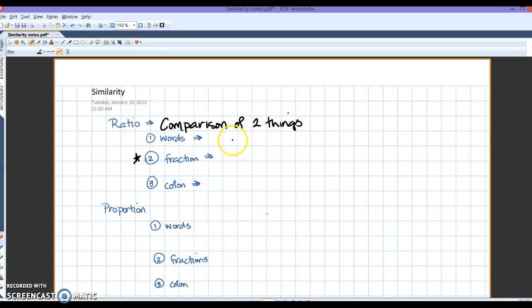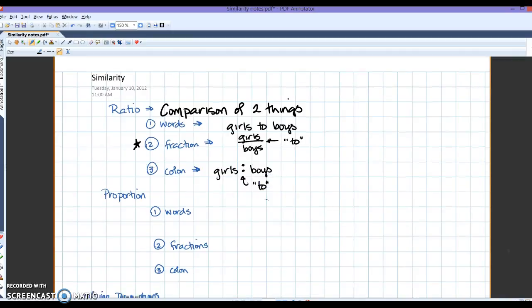So if you did, for instance, girls to boys, you can literally write out girls to boys like I just did in words. As a fraction, it could be girls to boys, in which case the fraction bar actually means the word to. So girls to boys is girls on top, boys on the bottom of that fraction. Or you can write girls:boys. And again, that colon literally means the word to. Okay, so three ways to show a ratio.